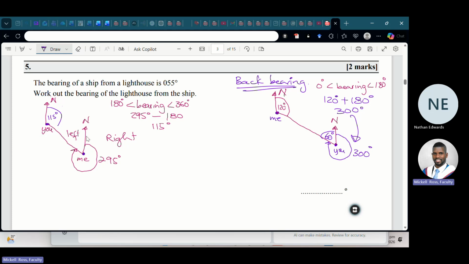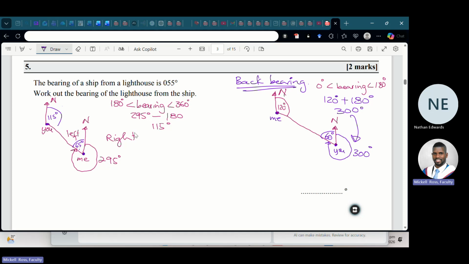How do we know this? This angle right here would be 65, because one full turn where I'm at is going to give me 360. So the remainder must be 65. 65 plus 295, that's 360. This one and this one must add up to 180. So you notice that we can use the calculation with the co-interior angles to get it, or we can use back bearing to get it.